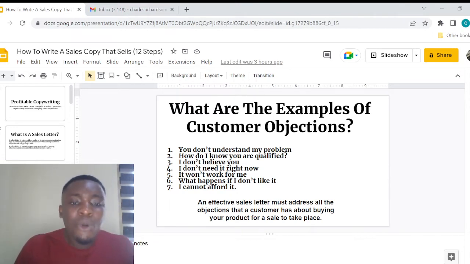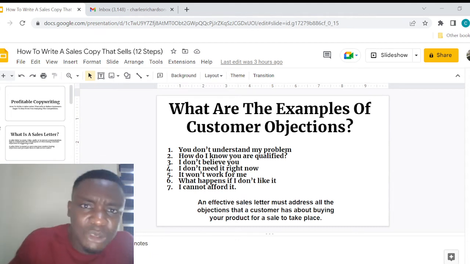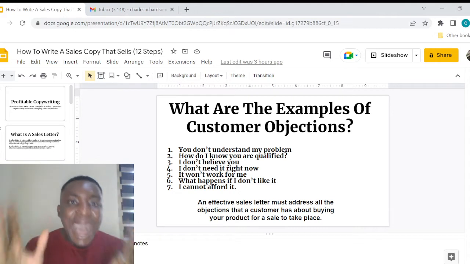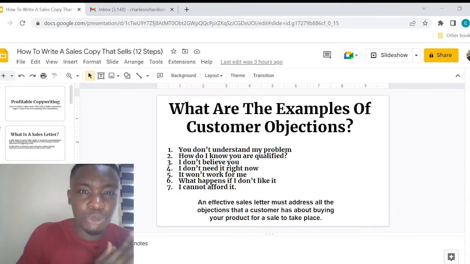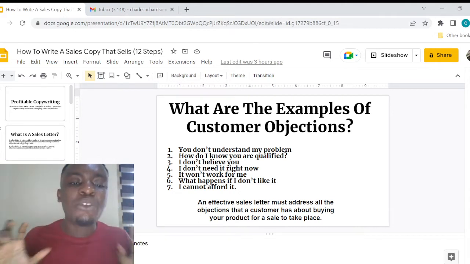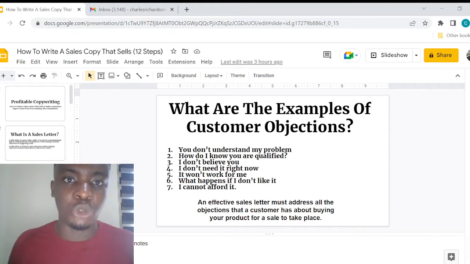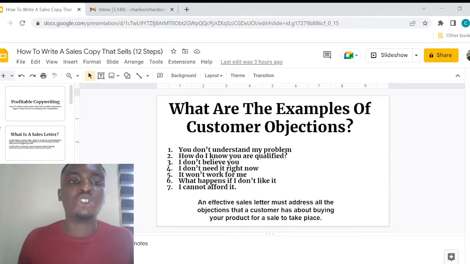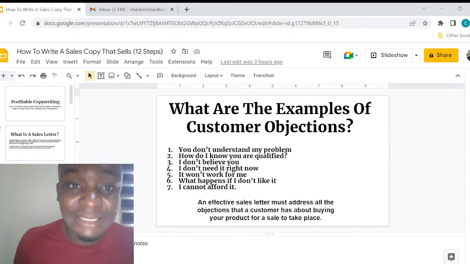Number 6. Number 7, I cannot afford it. When the customer says I cannot afford it, what will you do? What will you say? How will you reply to the customer? All these are objections that your customer has as regards buying from you. Now, if you successfully answer these 7 questions in your sales letter, the sale will automatically take place.